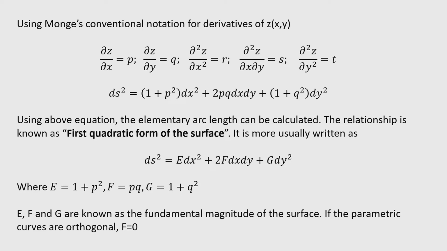The fundamental magnitudes of the surface are E, f and g, and E is related to the slope in the x direction, that is 1 plus p square. F is related to the product of these two slopes, that is slope in the x direction multiplied by slope in the y direction, and g is again related to the slope in the y direction, that is 1 plus q square. Okay. So, now we have defined the slope and curvature as well as twist curvature of the surface at any point.